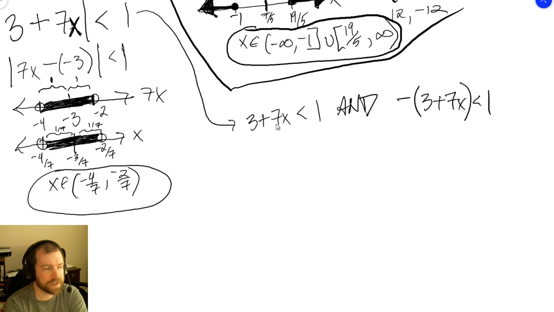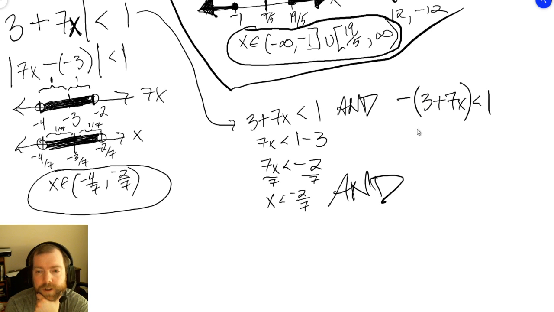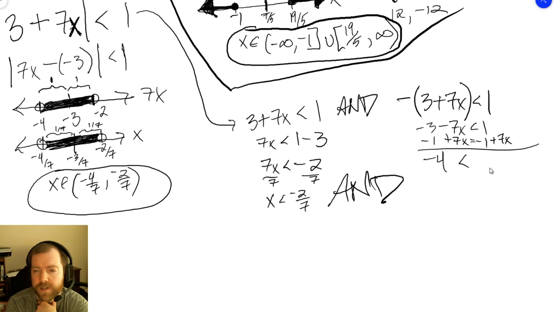And again, try to get 7x by itself. So here, 7x is less than 1 minus 3. 7x is less than negative 2, divided by 7. X is less than negative 2/7. And on this side, we've got negative 3 minus 7x is less than 1. Add 7x, subtract 1. We get negative 4 less than 7x. Divide by 7. Negative 4/7 is less than x, or x is greater than negative 4/7.